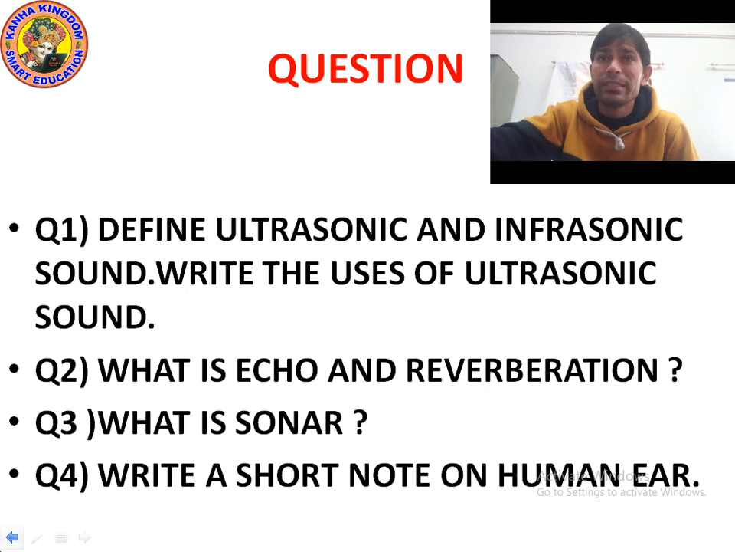And in the inner ear, the sound waves are converted into electrical signals by the cochlea and sent to the brain through the auditory nerves. The brain then interprets the signal as sound.